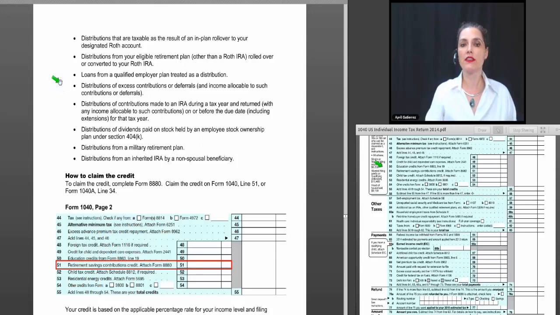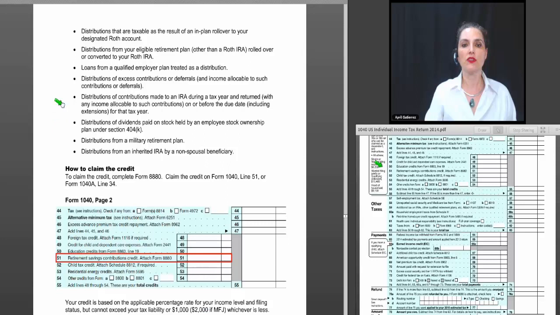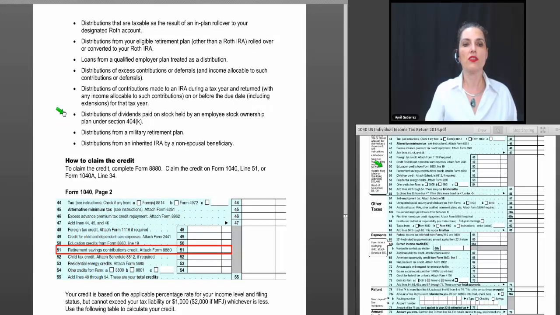Distributions of excess contributions or deferrals. Distributions of contributions made to an IRA during a tax year and then returned with any income allocable to such contributions on or before the due date of that return for that year. Distributions of dividends paid on stock held by an employee stock ownership plan. And distributions from a military retirement plan, as well as distributions from an inherited IRA by a non-spousal beneficiary.